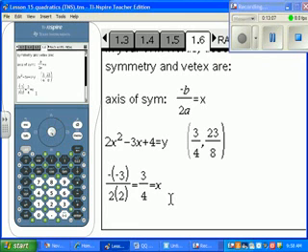All right, so what does this point now represent? You've got your x value, matches up with your axis of symmetry. You've got your y value. Say it again, Kirsten. Vertex.